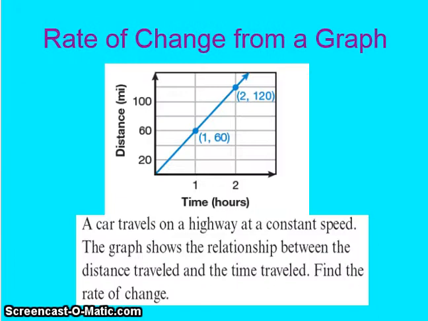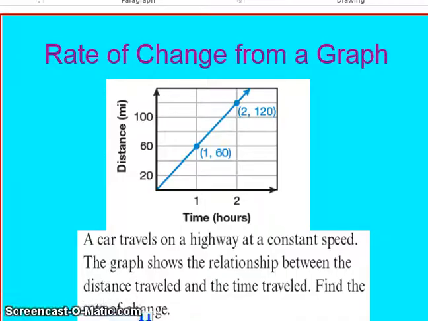Here we're going to find rate of change from a graph. This is an example and it needs to be in your notebook. So we have a graph here, and a car is traveling on a highway at a constant speed. The graph shows the relationship between the distance traveled and the time traveled. Find the rate of change.